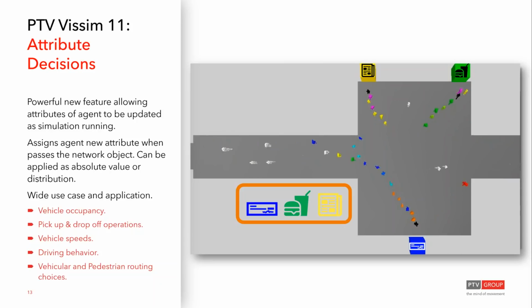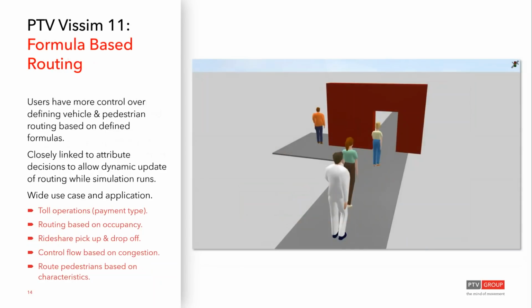If we look at a vehicle example, this can then also be applied to things like vehicle occupancy. So we can add up distributions that show the vehicle occupancy, change that occupancy as a vehicle's in the simulation. We could change some of the speeds, the driving behaviors, lots of different attributes related to it. A follow-on of that feature is that we have something called formula-based routing now.